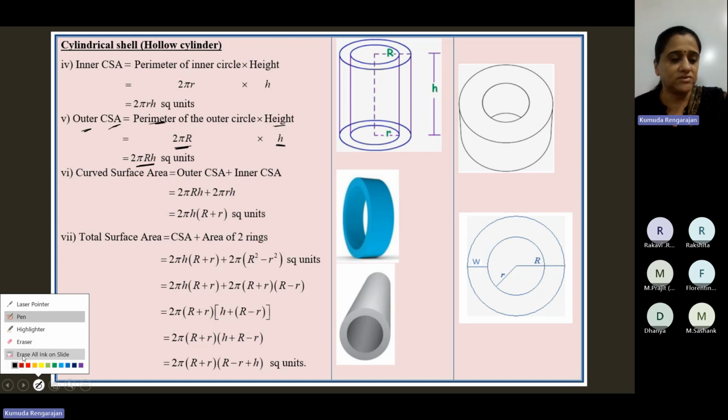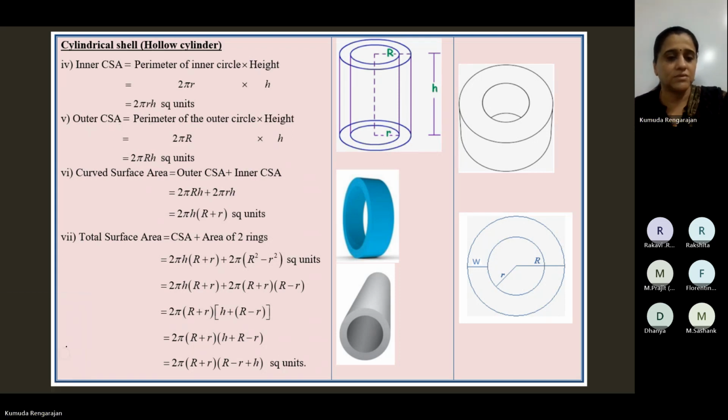So this is the inner CSA formula, and this is the outer CSA formula. Supposing you have to find the curved surface area, you can find these separately and add. If you want to find the total surface area, it is the inner CSA, plus the outer CSA, plus the area of the 2 rings.